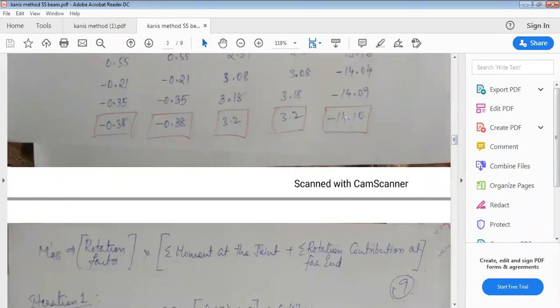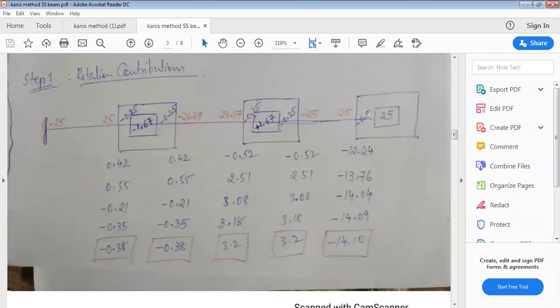These are rotation contribution values, these are rotation factor values, and these are fixed end moments.